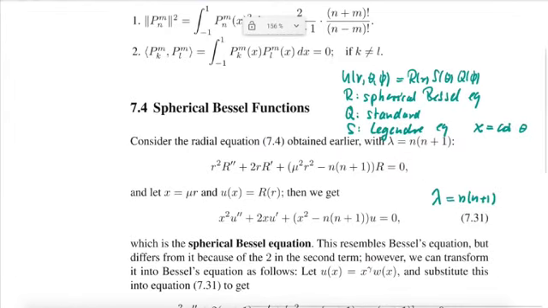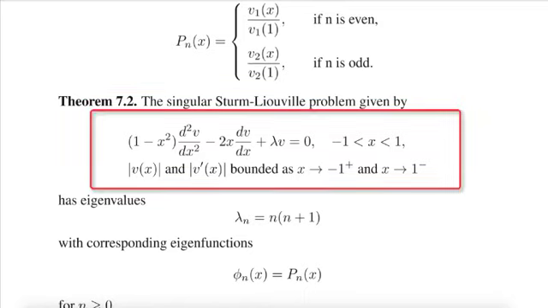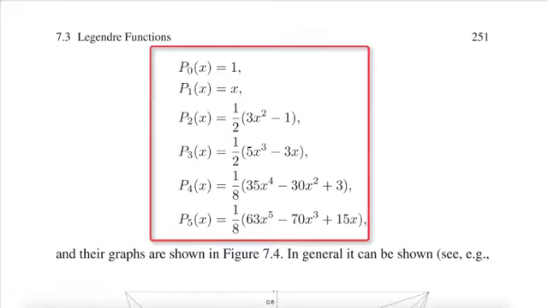Let's come back here. So now let's look at the Legendre equation and the Legendre solutions for the S problem. The Legendre differential equation is given here in theorem 7.2. It's 1 minus x squared times the second derivative minus 2x times the first derivative plus lambda v is equal to 0. And then the solutions are called Legendre functions or Legendre polynomials, P_n. Again, we have first kind and second kind, so here are the formulas for the first kind, and these are all polynomials. So these are called the Legendre polynomials.